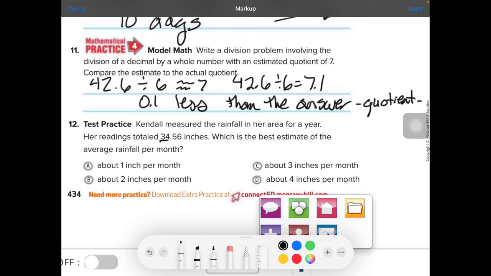Number 12, Kendall measured the rainfall in her area for a year. Her readings totaled 34.56 inches. What is the best estimate of the average rainfall per a year? Okay, so a year has how many months? They need to know how many per month. I read that wrong. What is the best estimate of... I'm tired. I should go to bed.